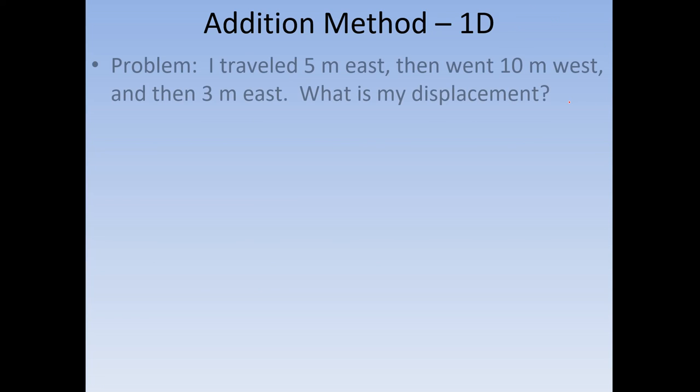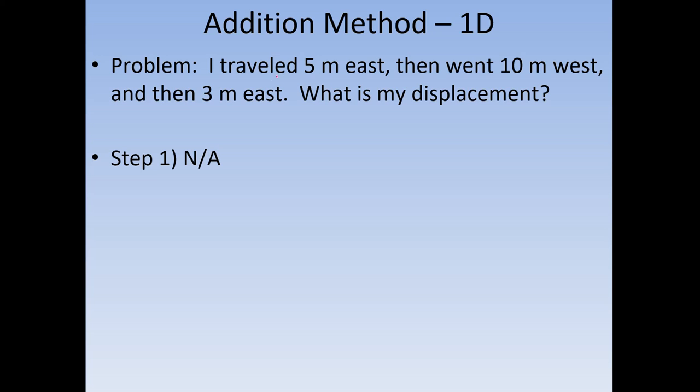So going back to our original example, I travel 5 meters east, 10 meters west, 3 meters east, and I want to know what the displacement is. Instead of drawing it out, I would just go through each one of these terms and give them a sign. I don't have to group like directions because these are all like directions, east and west.